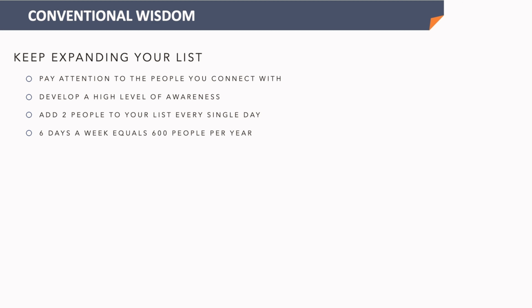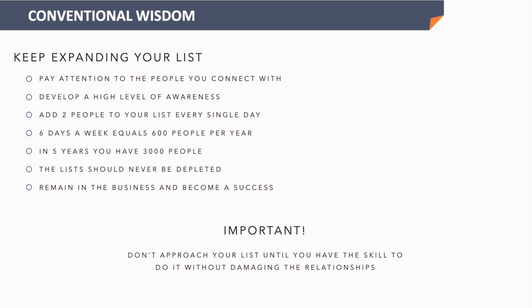So let's look at the scenario. You work Monday to Saturday every single week. That's 6 days a week. You could be generating 600 new leads per annum. And over a 5-year period, you have 3,000 people that you've added to your lead list. Now this list should never be depleted. And it is imperative to keep that list going so that you can remain in business and become successful.